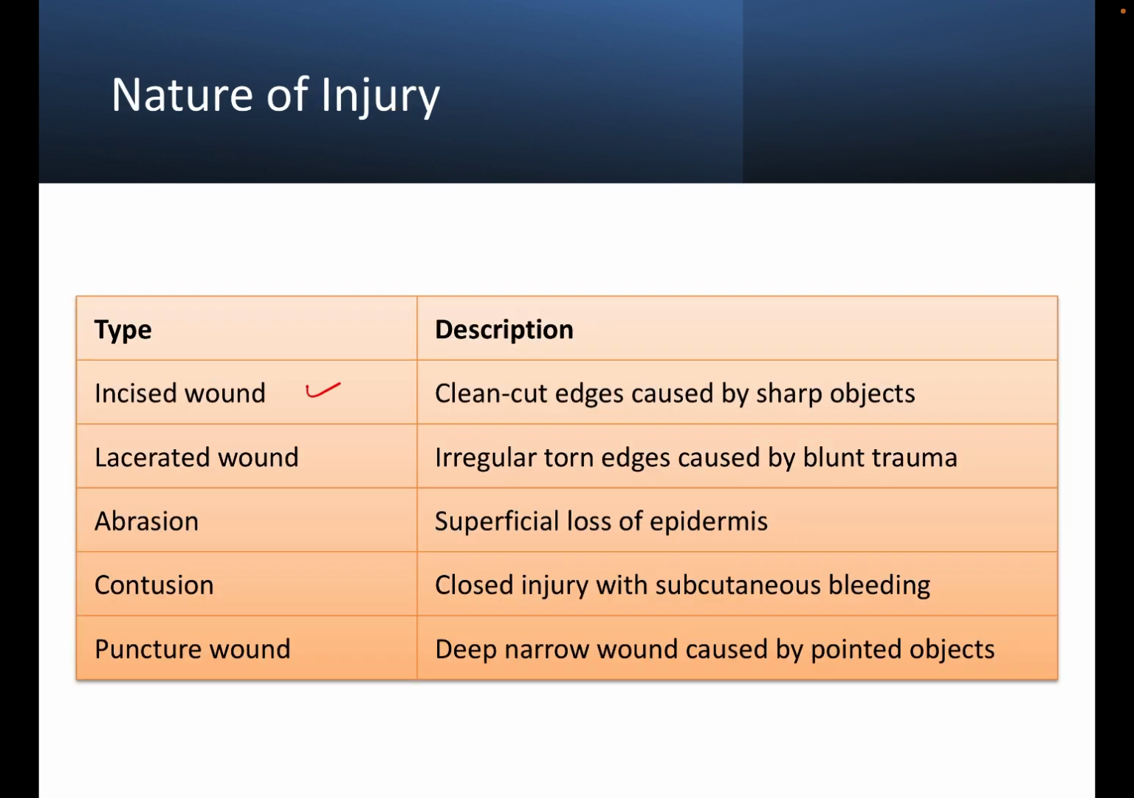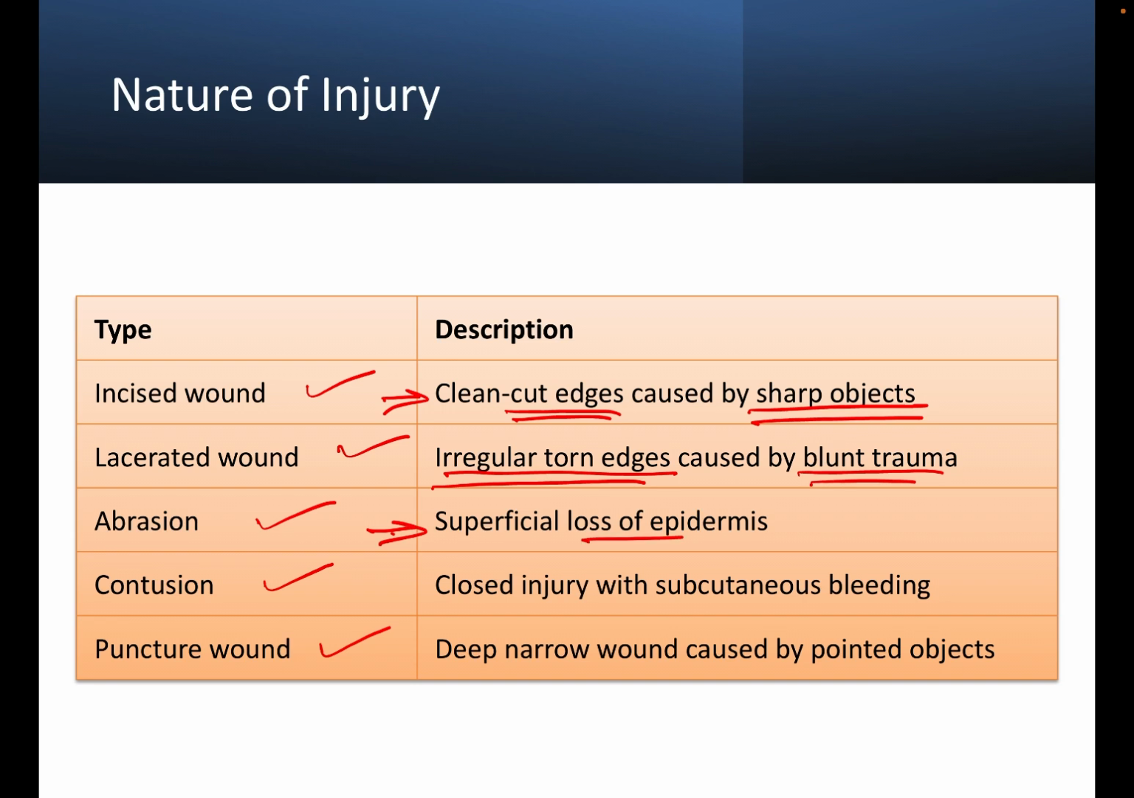Based on the nature of injury, we can classify into incised wound, lacerated wound, abrasion, contusion and puncture wound. In case of incised wound, there will be clean cut edges caused by sharp objects. Lacerated wound, irregular torn edges caused by blunt trauma. Abrasion, caused by superficial loss of epidermis. Contusion, closed injury with subcutaneous bleeding. And puncture wound, a deep narrow wound caused by pointed objects.